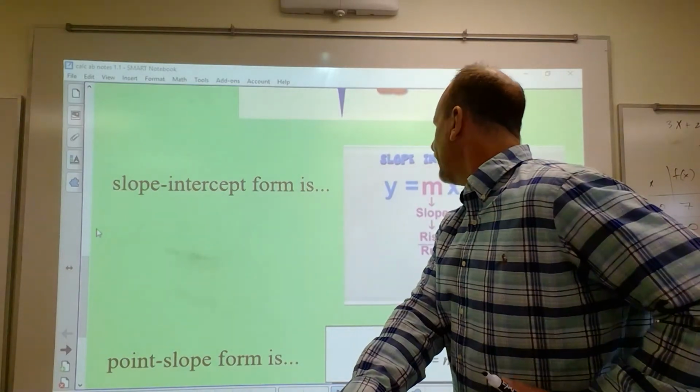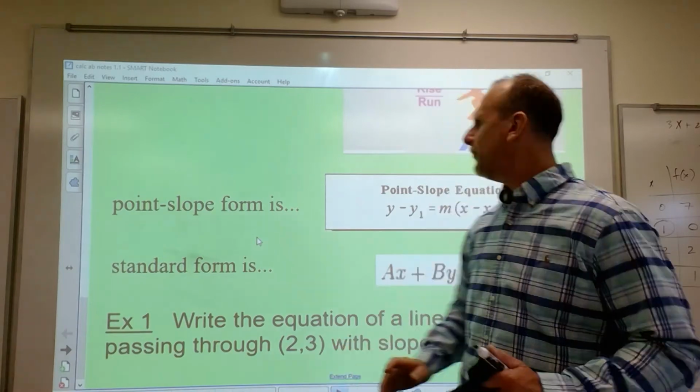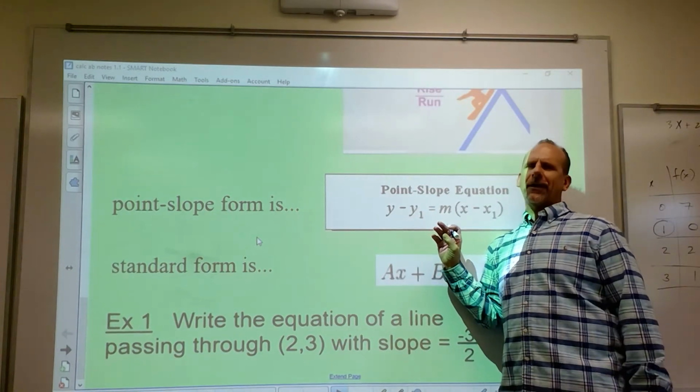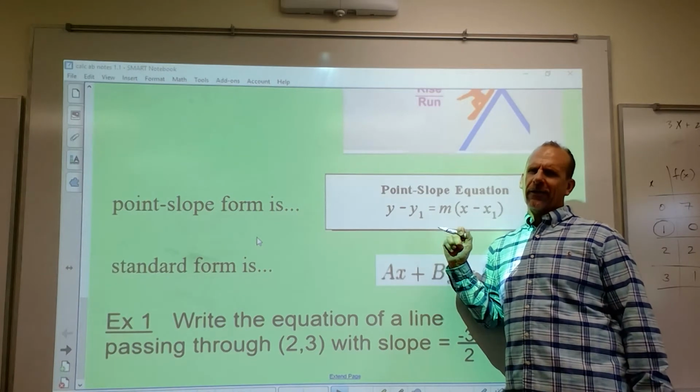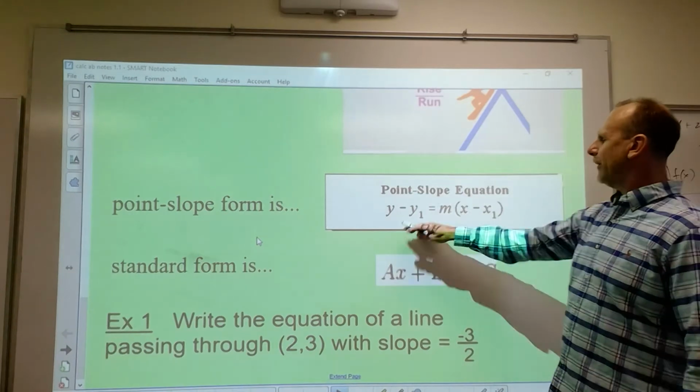You need to know slope-intercept form, but point-slope form is the one we're going to use in calc the most. And this one, I don't think is covered as frequently as that one is. So let's talk about it. Point-slope form.